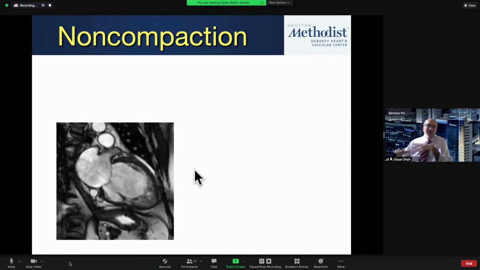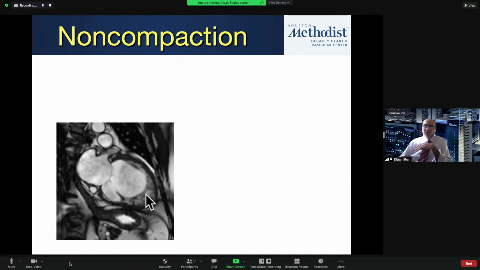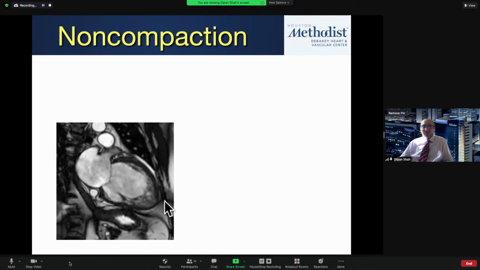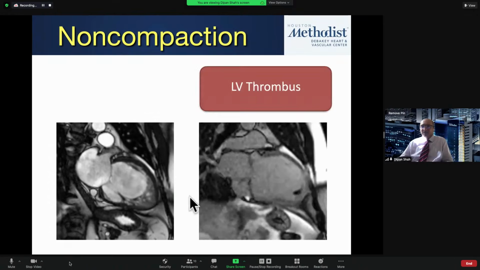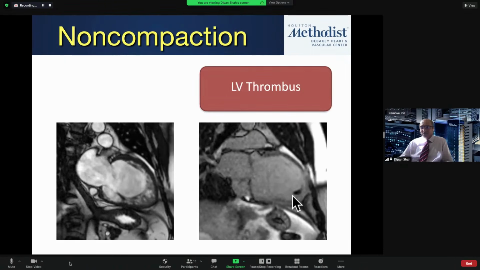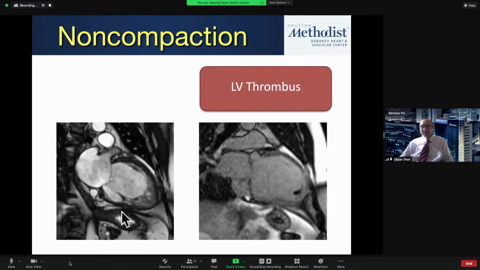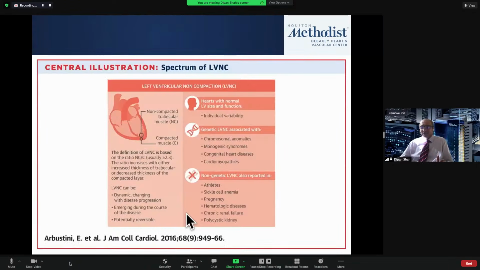I'll come back to this in a second, but I also want to point out that with LV non-compaction, in addition to these hypertrabeculations, LV dysfunction, and heart failure that these patients can get, they can also be at increased risk for developing a thrombus within the left ventricle. And here, using our thrombus imaging technique, we can see an area of absent contrast uptake, indicating an LV thrombus within these deep recesses. And obviously, these patients may warrant anticoagulation as prophylaxis for LV thrombus formation.